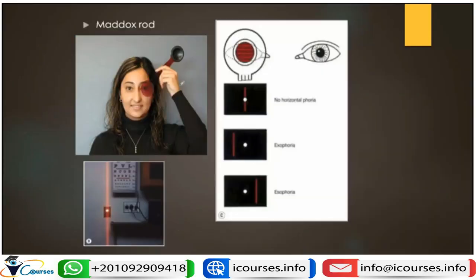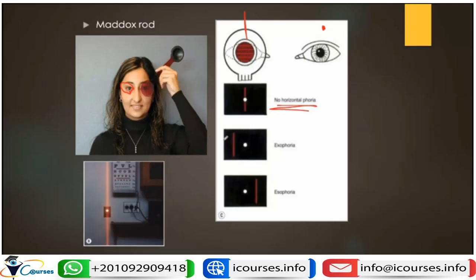So what happens if we ask the patient to look at the white spot on the wall with one eye that has no lens, and a Maddox rod is placed in front of the other eye. So if we put a Maddox rod in the horizontal meridian in the right eye, and the left eye doesn't have any lenses at all, the left eye should see a white spot, and the right eye should see a vertical red line. If both the red line and the white dot coincide, this means that this patient doesn't have horizontal phoria.